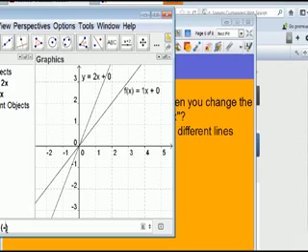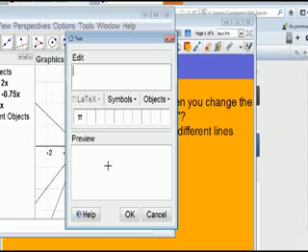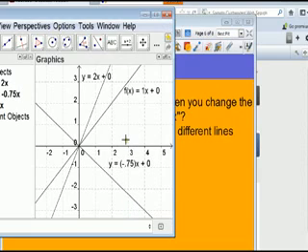Y equals negative 0.75x plus 0. And let's see what that does. Let's label it. Y equals negative 0.75x plus 0.